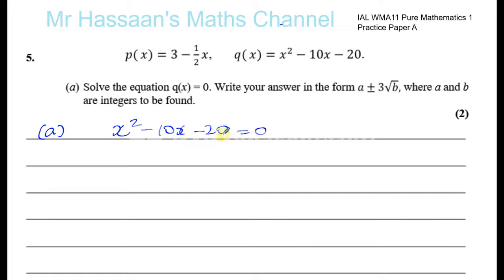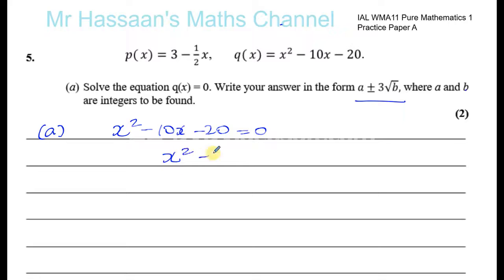Alright, to solve this equation, the form of the answer that we've been asked to give tells us that it can't be factorized, so we don't have to even bother trying. And we have a choice. Either we can use completing the square, or we could use the quadratic formula. This looks quite easy to do with completing the square, so that's what I'm going to do.